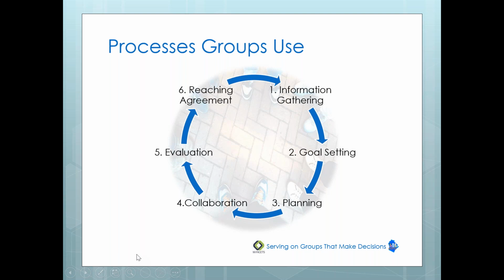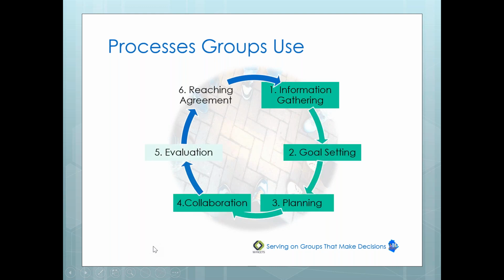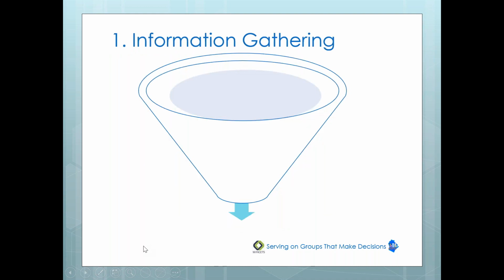So here we're going to start talking about some of the processes that are used by groups that are effective in making good decisions. Six common processes are information gathering, goal setting, planning, collaboration, evaluation, and reaching agreement. We'll go through each one of these in detail. The first one is information gathering, and it's important for groups to gather and use accurate data. This information is sometimes called data, and it can come in many forms, like numbers and facts and perspectives and ideas and stories. It can be collected in many ways.